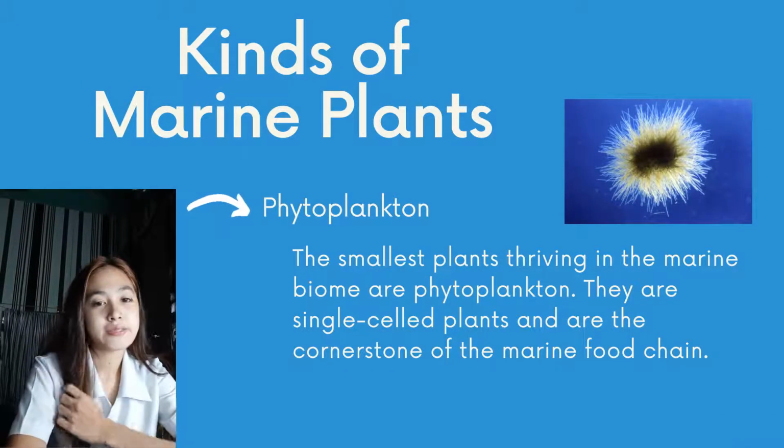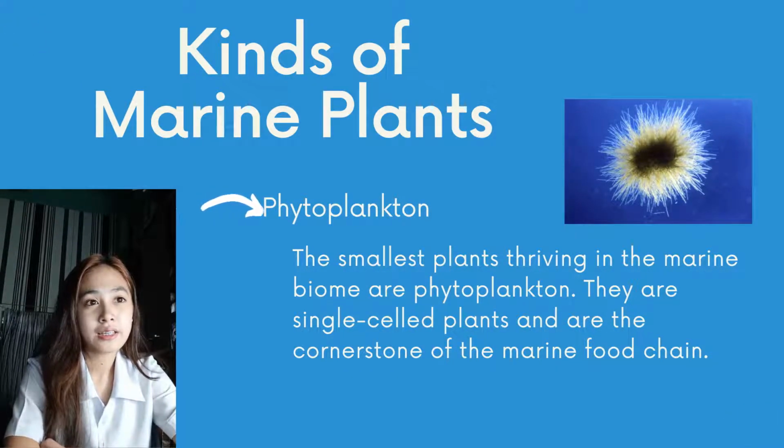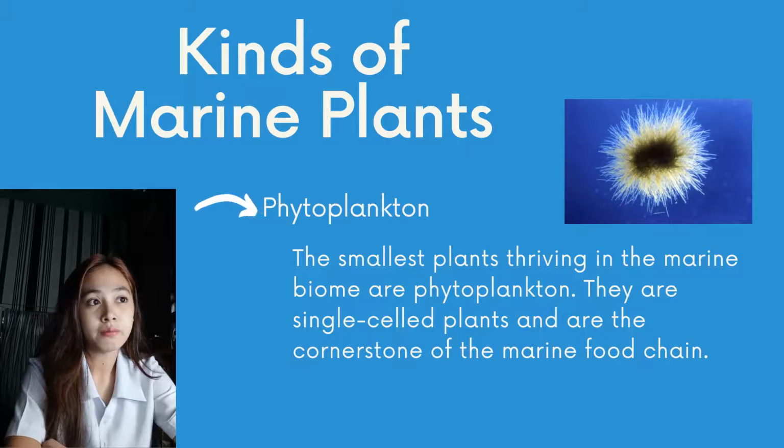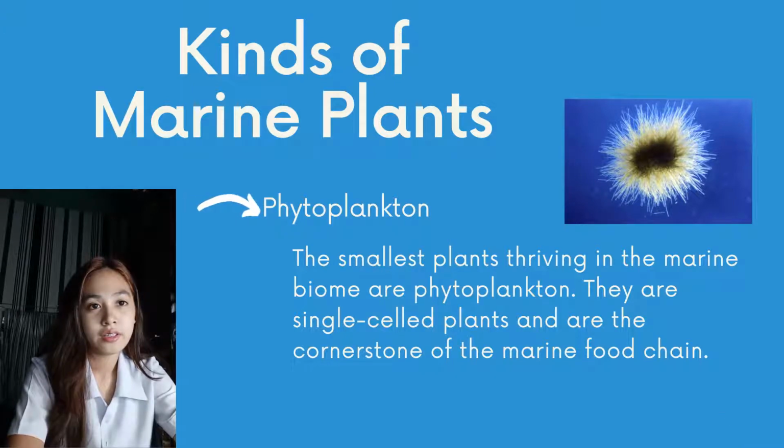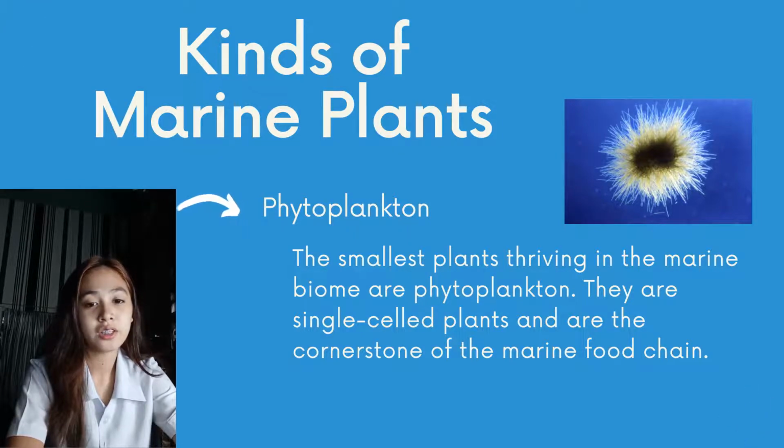Kinds of marine plants. Phytoplankton, the smallest plants thriving in the marine biome. They are single-celled plants and are the cornerstone of the marine food chain. And it is a flora of freely floating. Oceanic phytoplankton is the primary food chain, directly or indirectly, of nearly all sea organisms.